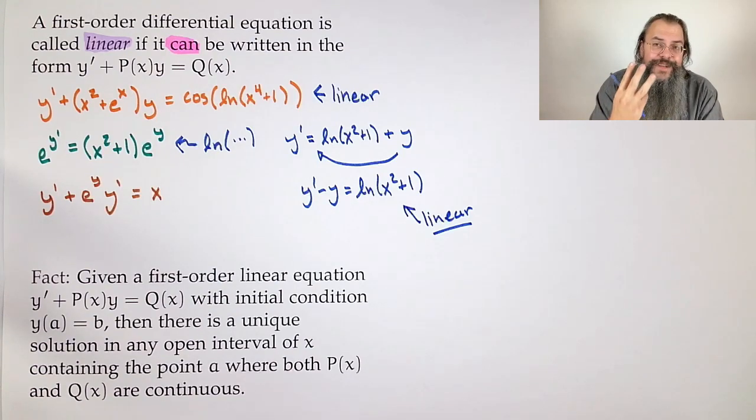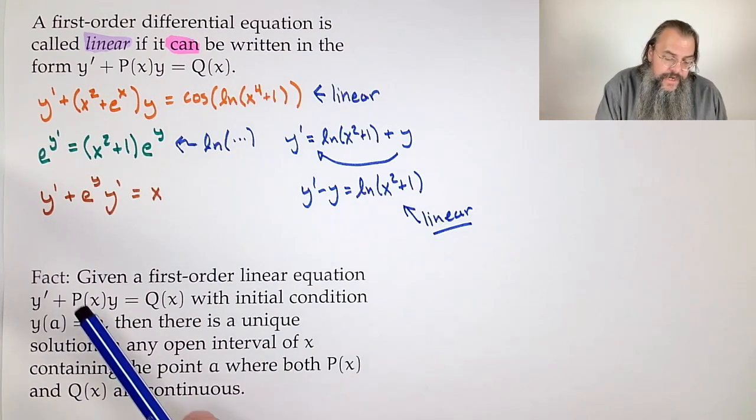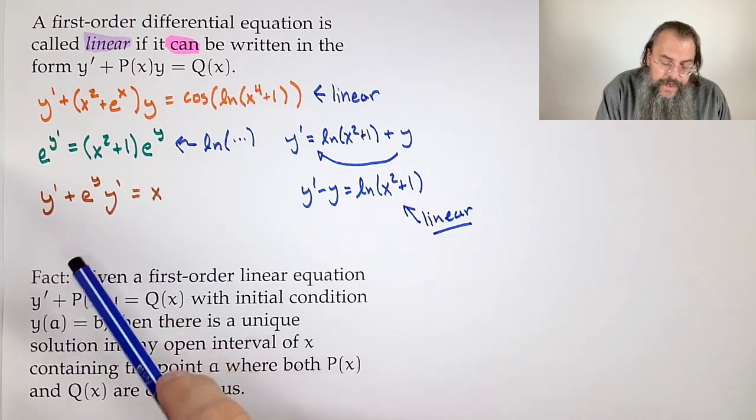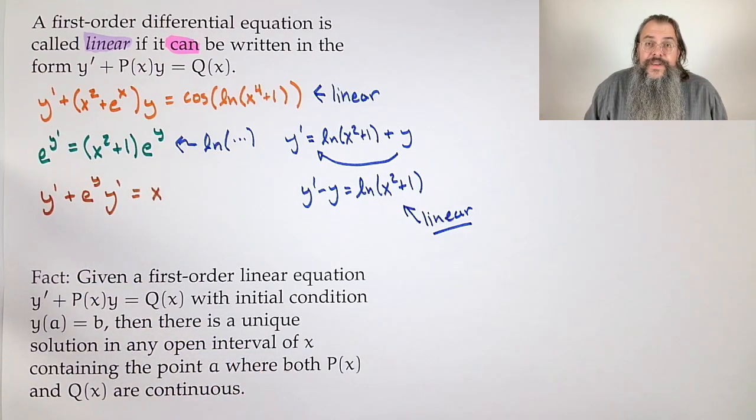All right, the third example. y prime plus e to the y prime equals x. Is it linear?